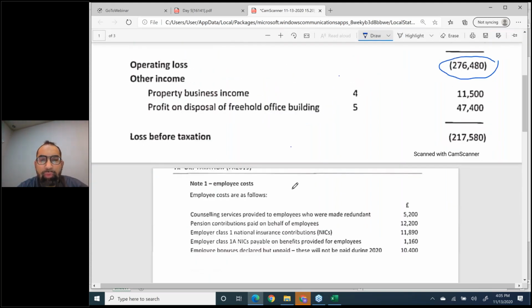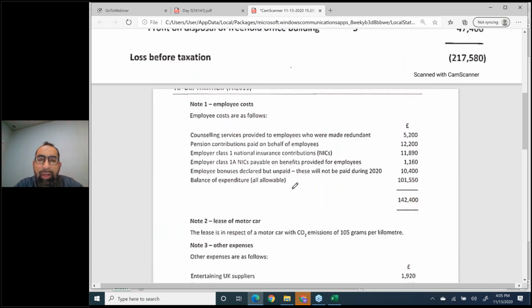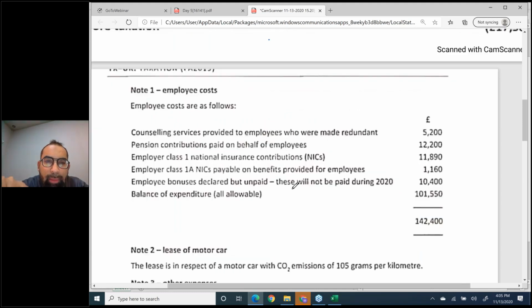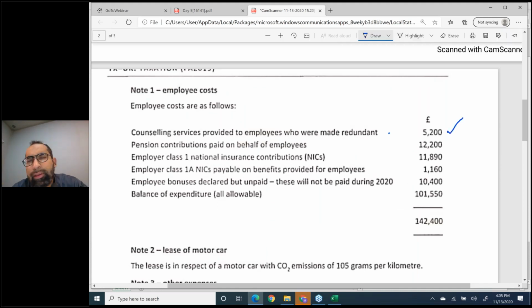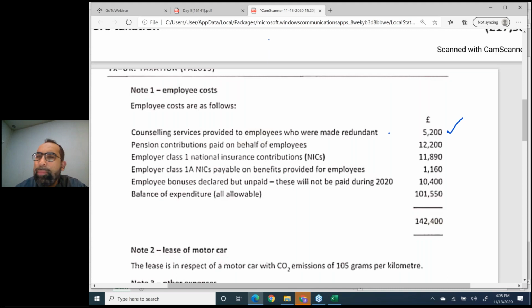Now let's move on to note number 1. Let's see what this is. In note number 1, the first line is counselling services provided to employees who were made redundant. This is fully allowed. In simple terms, if you are spending on your employees, it's fully allowed. So no need to add it back. My dear students, hope you remember the rules. We only add back those expenses which are not allowed in tax. So this is allowed, and we just need to write 0 for this.